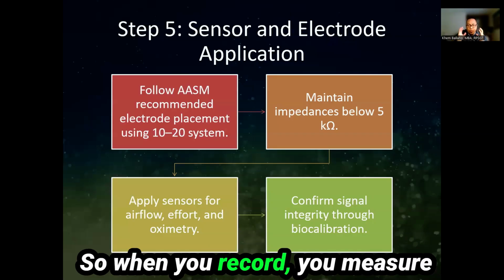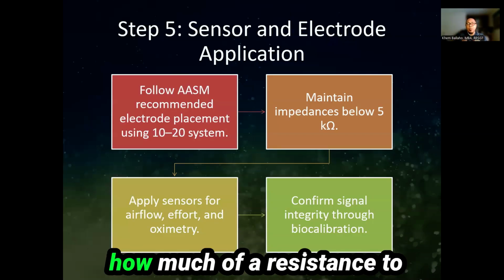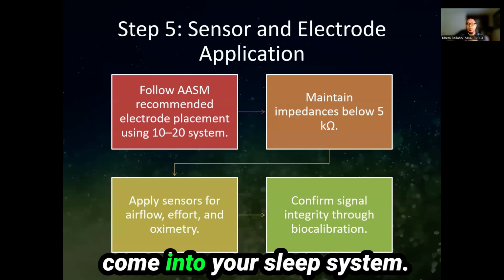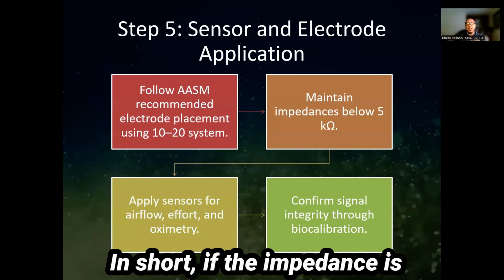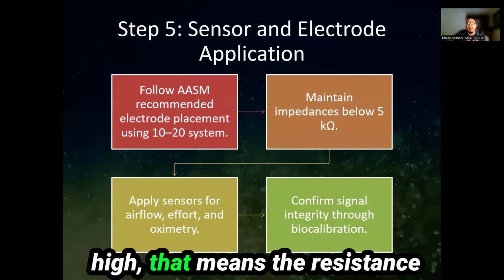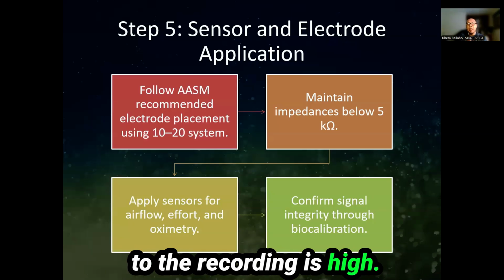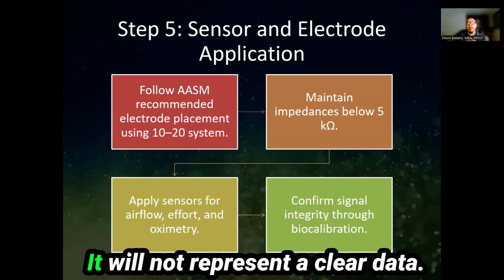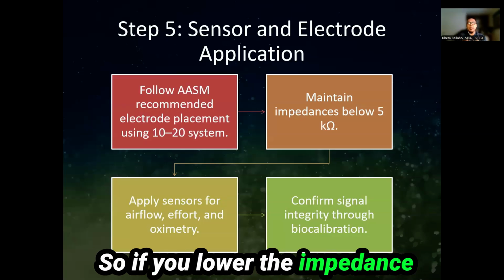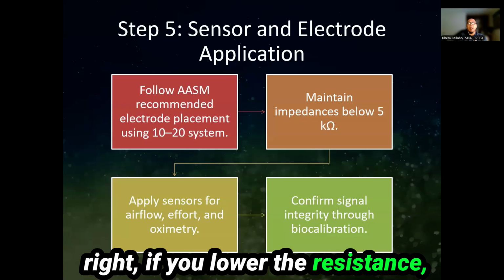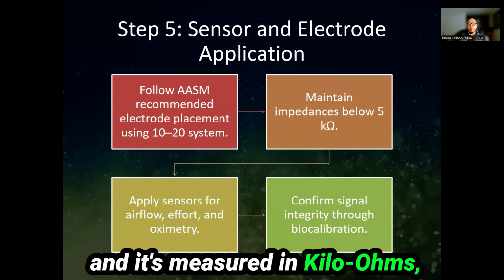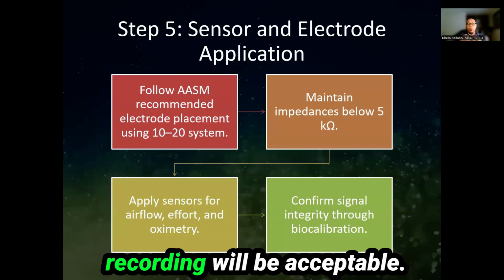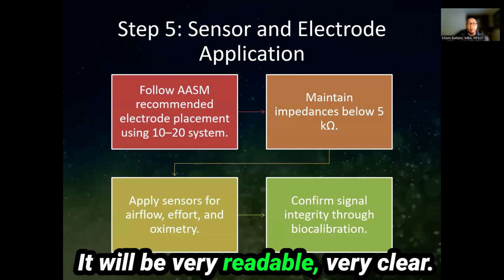So when you record, you measure how much resistance there is to the flow of electricity coming into your sleep system. In short, if the impedance is high, that means the resistance to the recording is high. Your recording is hard to read. It will be blurry. It will not represent clear data. So if you lower the impedance, if you lower the resistance, which is measured in kilo ohms, your recording will be acceptable. It will be very readable, very clear.